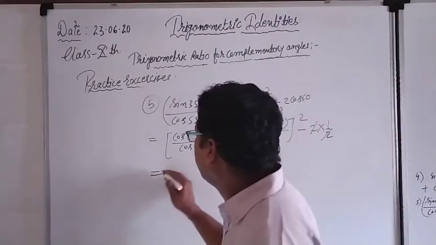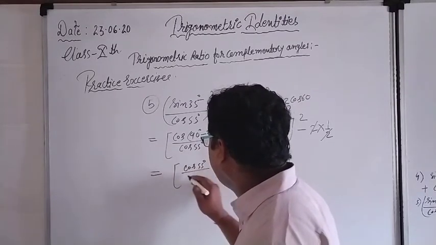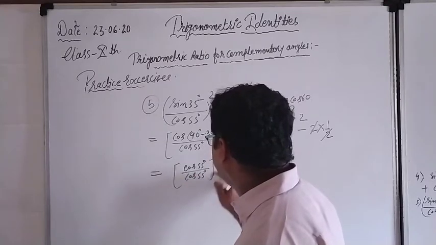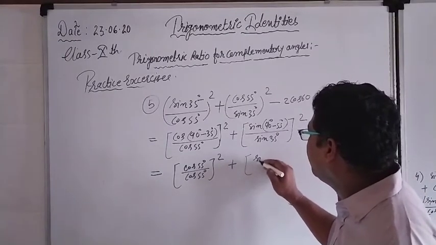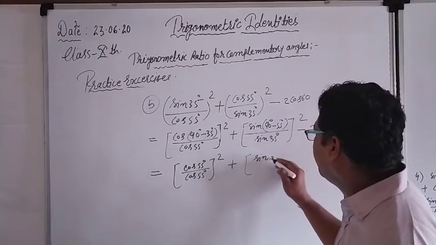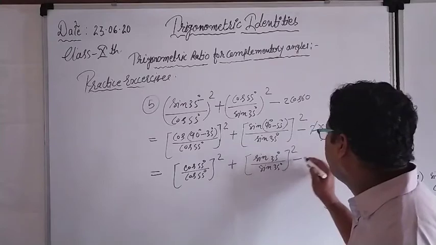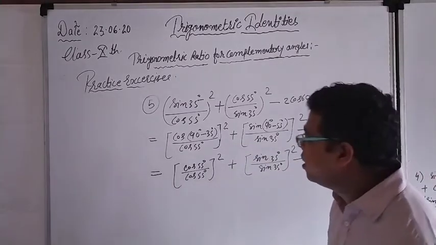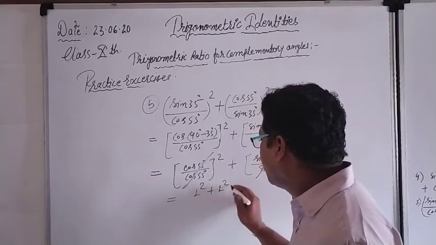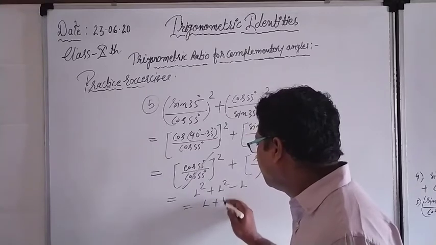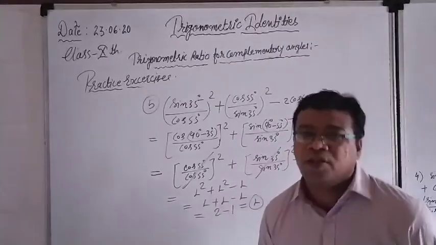Now see, cos of 90 minus 35 gives me cos 55 in the numerator, upon the denominator which is also cos 55, square. Plus, if you solve this, sine of 90 minus 55 gives sine 35 upon the same denominator sine 35, square, minus this is going to be 1. This and this are both the same, so I can cancel. Now 1 square plus 1 square minus 1 is 1 plus 1 minus 1, which is 2 minus 1, and the final answer is 1. So this is the solution.